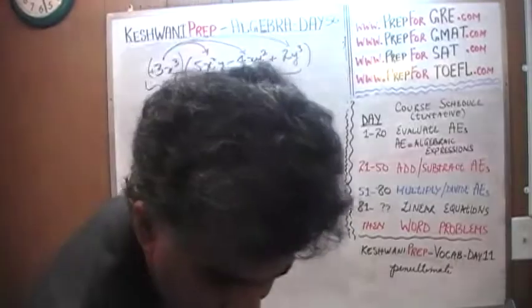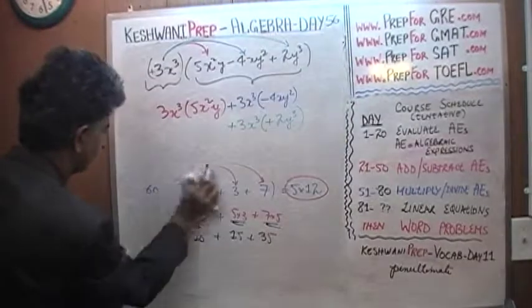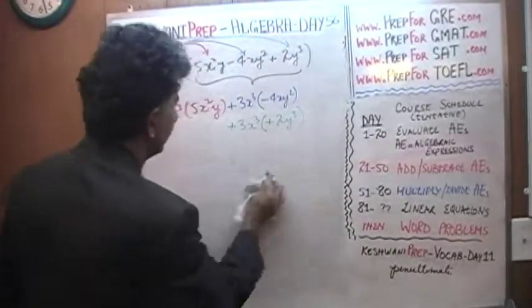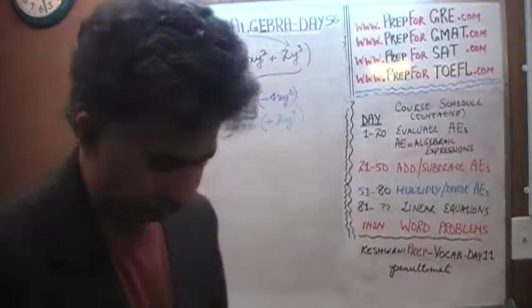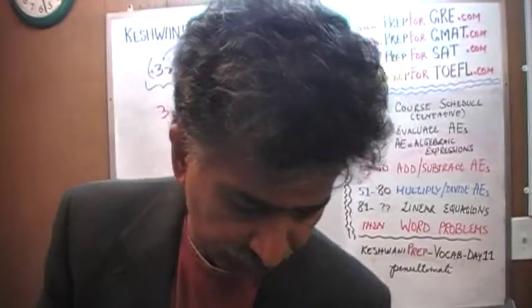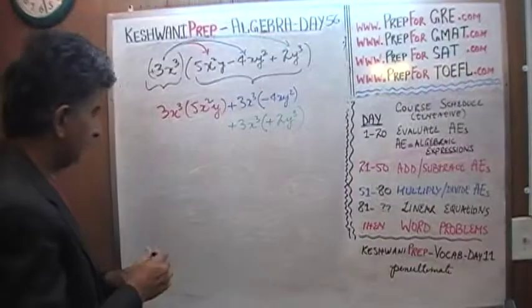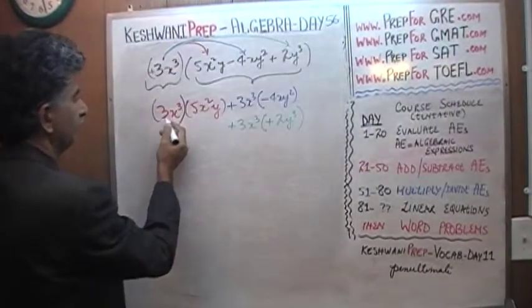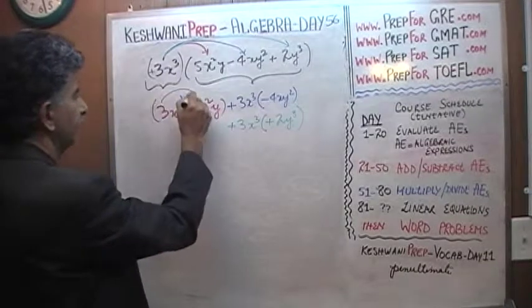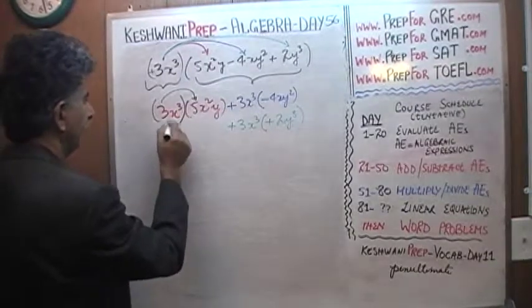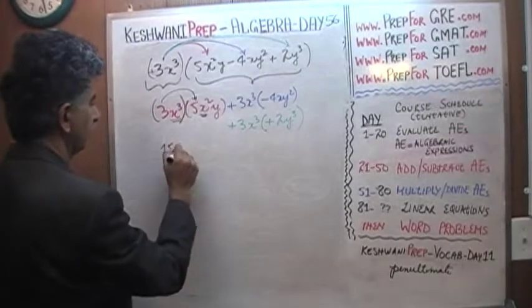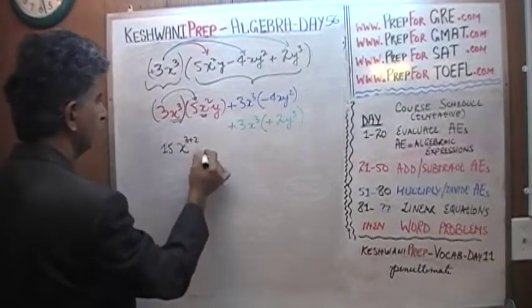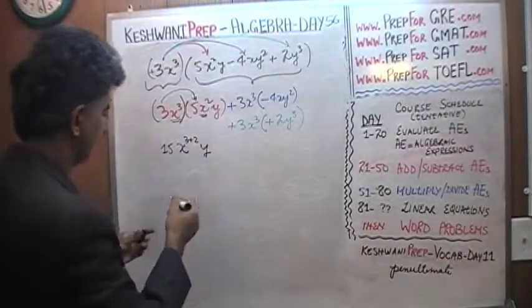And now we have to take care of multiplication. We are done distributing it. All we have to do now is to multiply out the two terms here, this and this. So 3 times 5 is 15. X cubed times x squared will be x raised to 3 plus 2. And then we have our y. So that takes care of the first part.